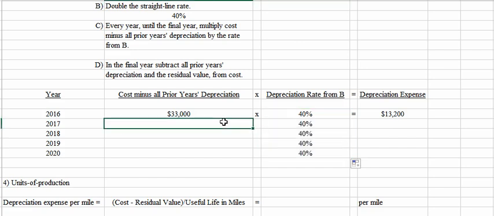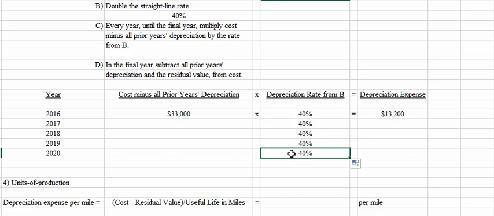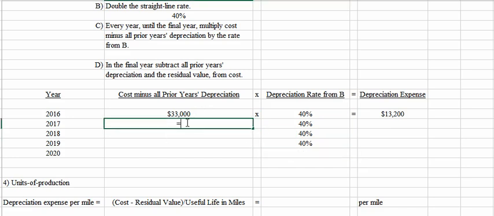The rate's going to remain the same, except we won't use the rate in the final year. Okay, in year 2, it's going to be equal to our cost, 33,000, minus depreciation already taken, 13,200. Then we're going to multiply times the rate. Except we don't want that there.